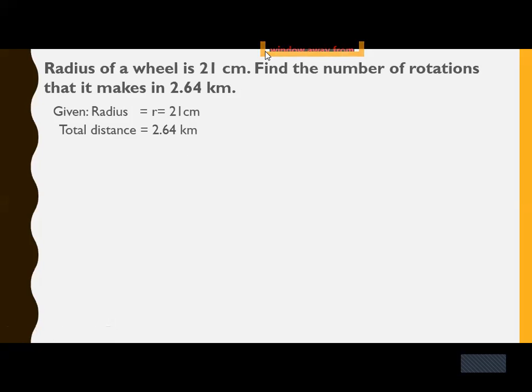Now, before moving on towards the required, first look at the units. Centimeter is given and kilometer is given. Can we solve this question? No, obviously not, students, because here the units are different. We have to convert the unit, either kilometer into centimeter or centimeter into kilometer. That means the units must be the same. So here the total distance is in kilometers. Let's convert it into centimeters.